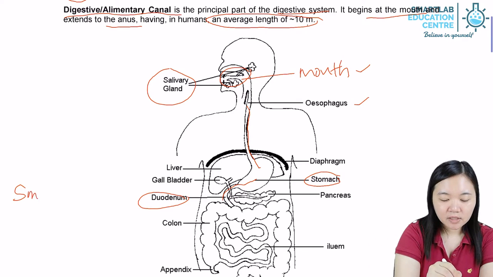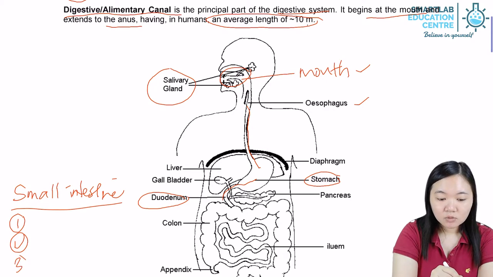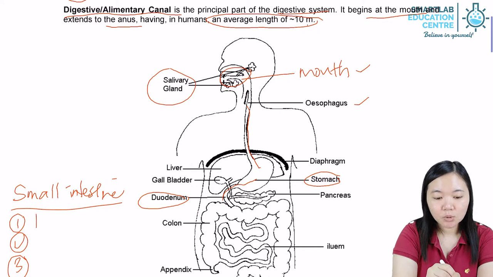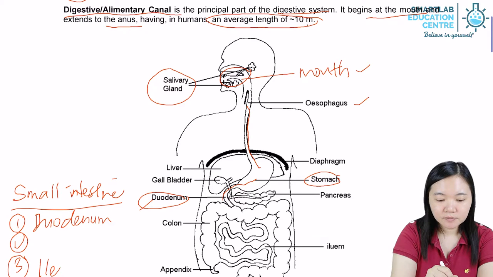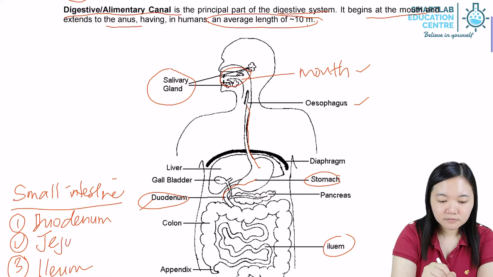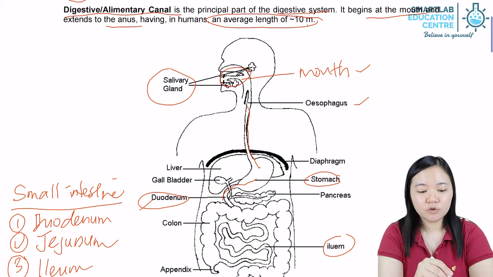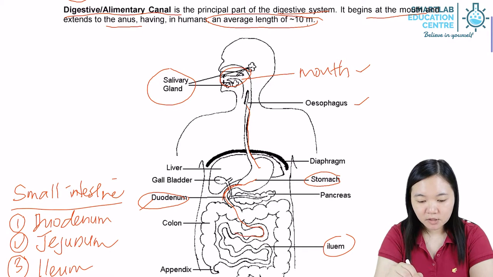So in other words, if I can write the small intestine out, there are 3 parts of small intestine. Part 1, part 2, and part 3. Part 1 is your duodenum. You already see the picture. Number 3 is your ileum. And there is one part which is not labeled: jejunum. That is the second part. So that will be your 3 parts of small intestine. Food will enter the first part of small intestine, duodenum, then subsequently it will enter the jejunum before it enters the ileum.